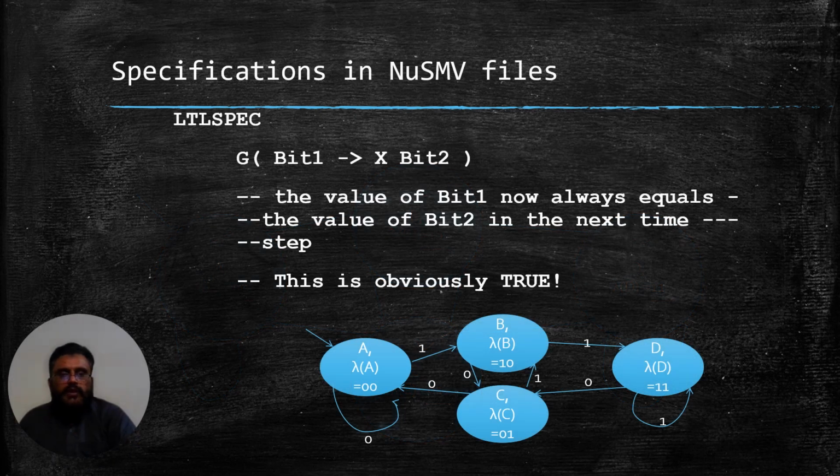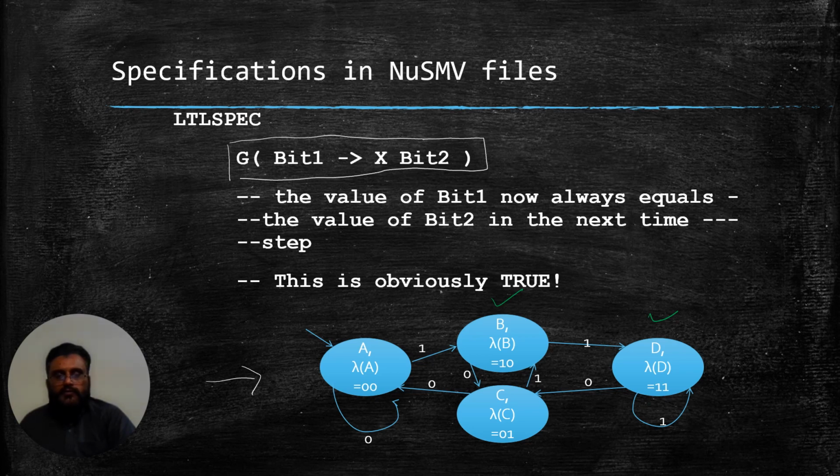The first property we write is this thing. Globally, it is the case that if bit 1 is true in some state, then in the very next state, bit 2 is going to be true. Now we want to see what happens to this property on this model. If we notice, bit 1 is true on this state and bit 1 is true on this state. What the property is saying is in the very next state, bit 2 is going to be true.